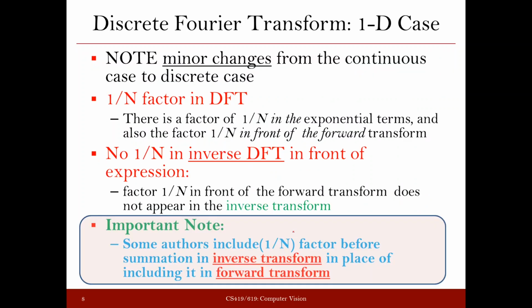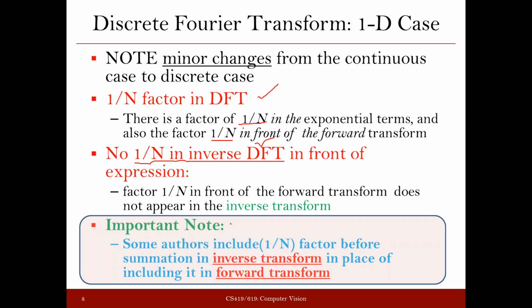So this is the discussion on that. So in the case of Fourier transform, the 1 by n factor is appearing at two places, in the exponent as well as in front of the expression, and in the inverse discrete Fourier transform, this n term is only coming in the exponent.